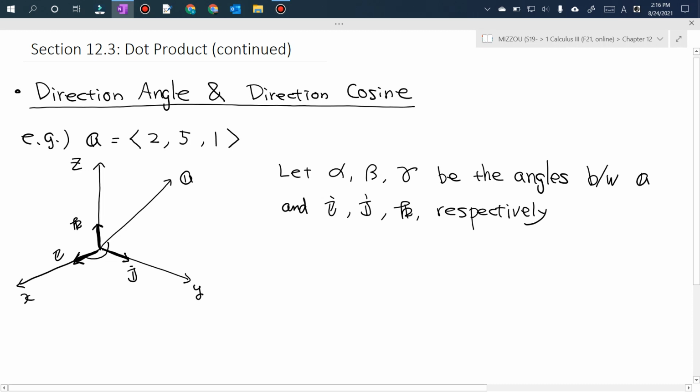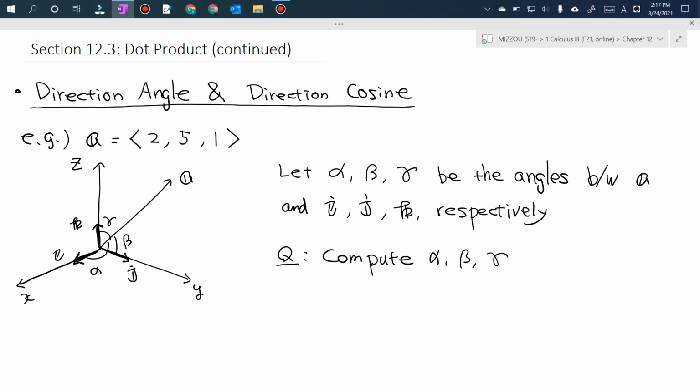In other words, it's the angle between A and the x-axis, that's alpha. And then beta is this angle here. And gamma is the angle between A and the z-axis, or the vector k. That's gamma, so alpha, beta, gamma. And now the question is this: compute alpha, beta, gamma. Well, we already know how to compute the angle between two vectors by using dot product.